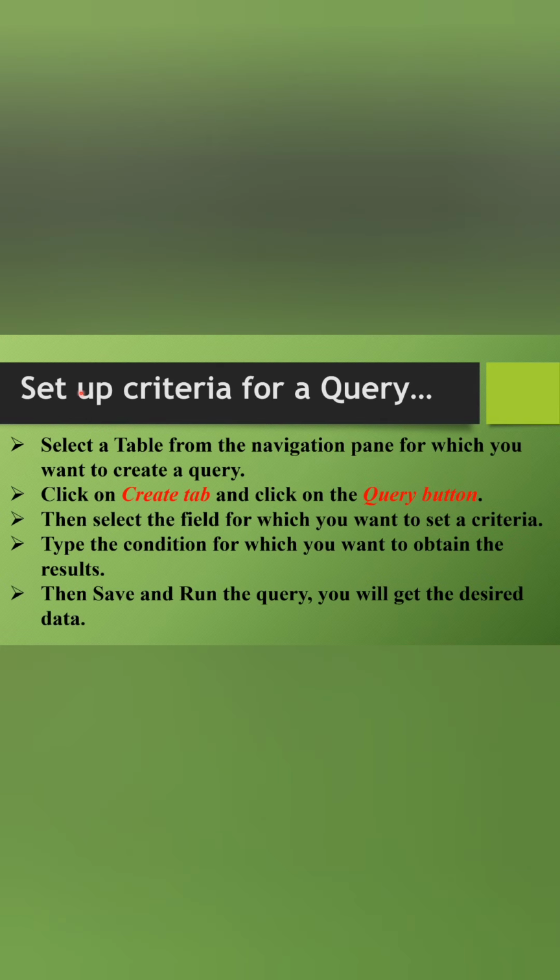Now, how to set up criteria for a query? First, select a table from the navigation pane for which you want to create a query. Then click on the Create tab and click on the Query button. Then select the field for which you want to set a criteria. Then type the condition for which you want to obtain the results. Then save and run the query. You will get the desired data.